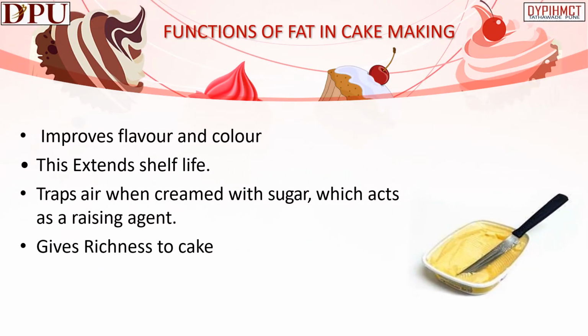Next important ingredient in cake making is fat or shortening. Mostly butter is used as shortening in cakes. Functions of fat in cake making are as follows. It improves flavor and color of the cake. This extends shelf life of the cake. Fat traps air when creamed with sugar, which acts as a raising agent. Fat gives richness to cake. High-fat cakes are more mouth-melting than low-fat cakes.